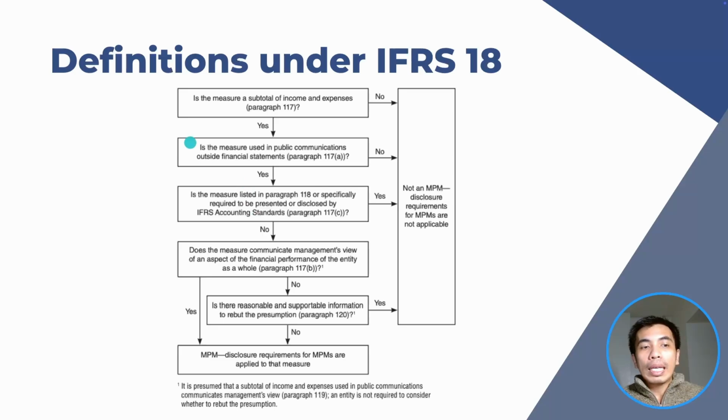So basically, if all of these things have passed, then that specific measure is an MPM, and you have to do specific disclosures on that MPM. So you have to do this for every type of measure that you are using to communicate financial performance of the entity.